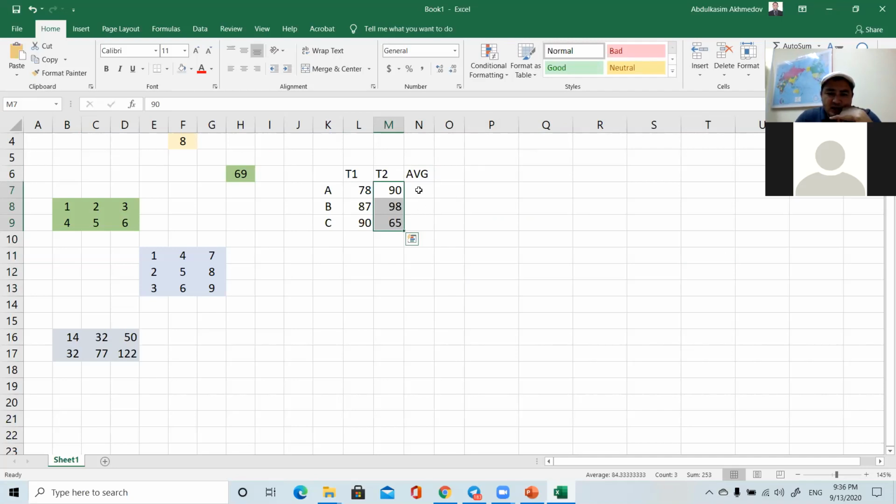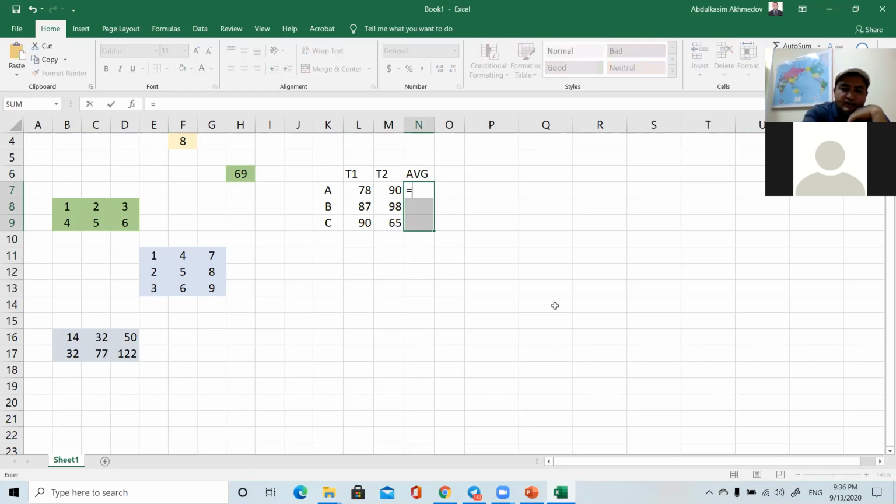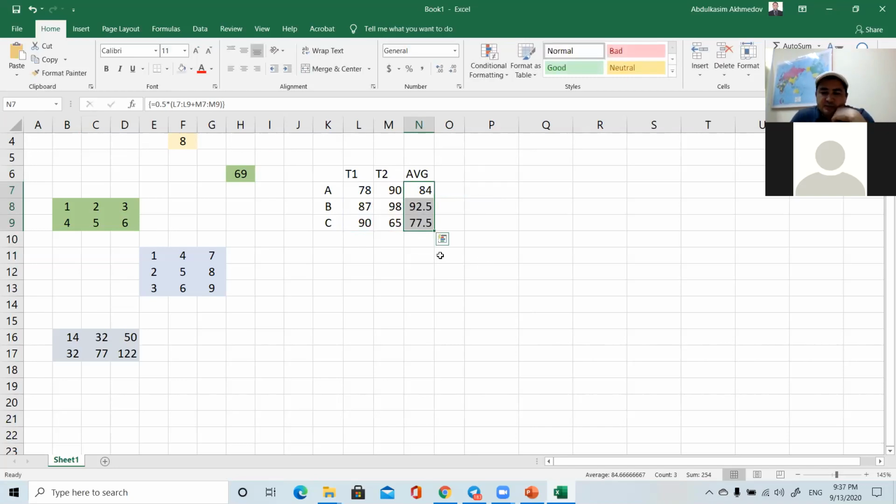To do this, I need to choose the cells, and here we have the equal sign, and let's say 0.5 times, and here we have open brackets. We should add this matrix plus this matrix. Okay, close the bracket. Now, as you see here, 0.5, this L70, L9, that is the first matrix, and M70, M9, that's the second matrix. And Control Shift Enter again means we are dealing with matrices. It adds these together and divides by 2, that's the average, and that's the average, and this is the average.